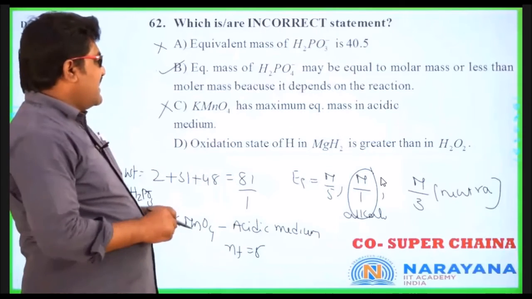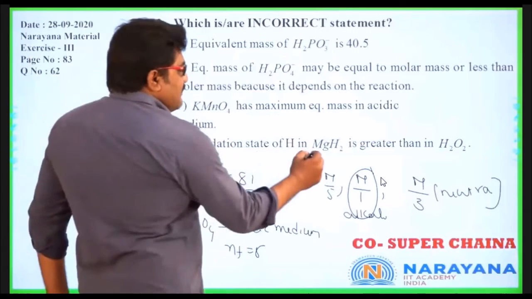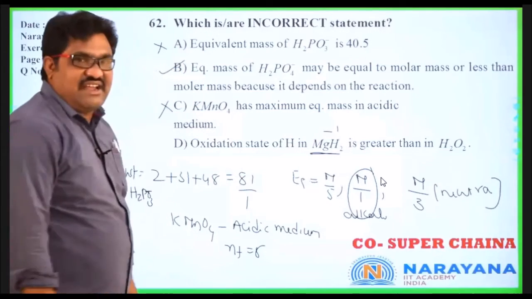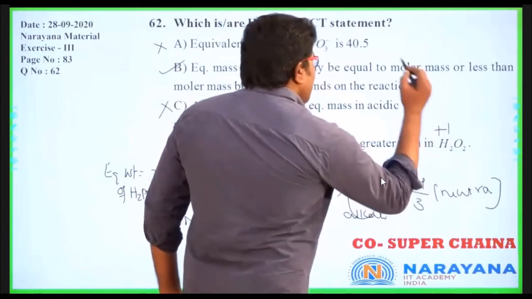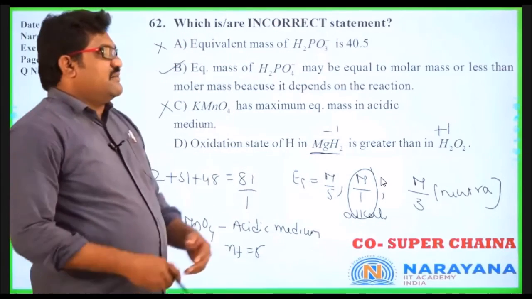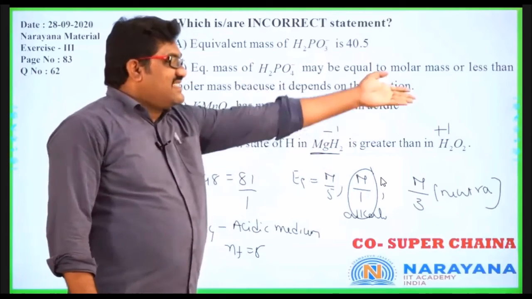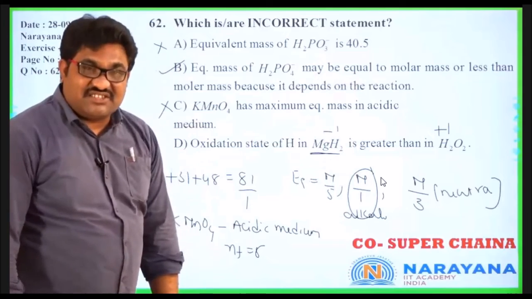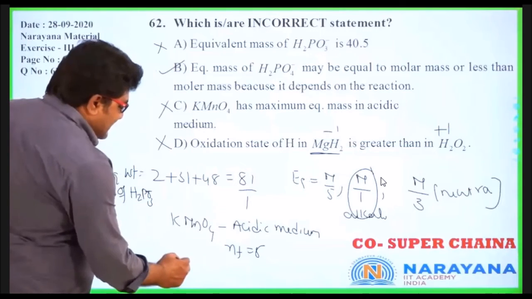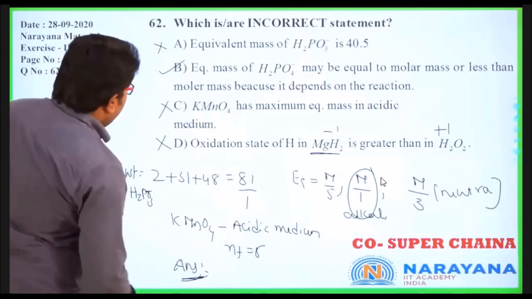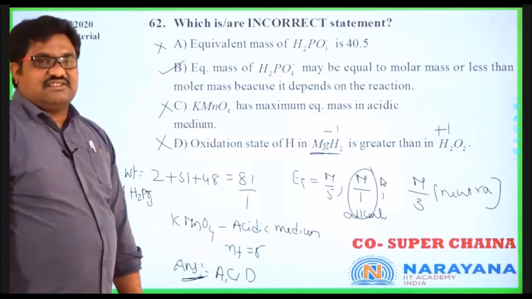Now oxidation state of hydrogen in MgH2 is greater than in H2O2. Here in metal hydride, hydrogen is having oxidation number -1, and in peroxides or wherever a more electronegative element is attached, it is +1. So oxidation state of hydrogen in MgH2 is less than that of hydrogen in H2O2. Okay, so this is also wrong. So answer, incorrect statements he has asked. So what is the answer? A, C, D. A, C, D. Okay, let us go for the next one.